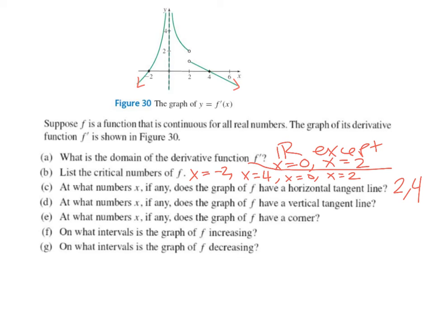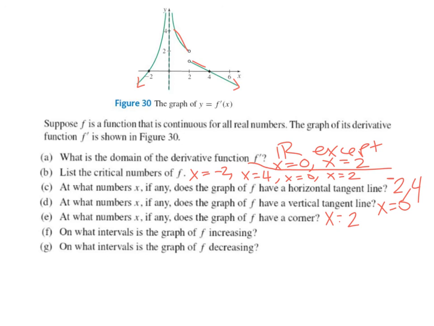Vertical tangent lines. Where would we have a vertical tangent line? Well, that's pretty simple. That's just where there's already a vertical tangent line, because those vertical tangent lines don't change. They stay. Where's their corner? The corner is at 2. Oh, wait. I wrote this wrong. It was negative 2 and 4. 2, because the slope from the left and the slope from the right are different.